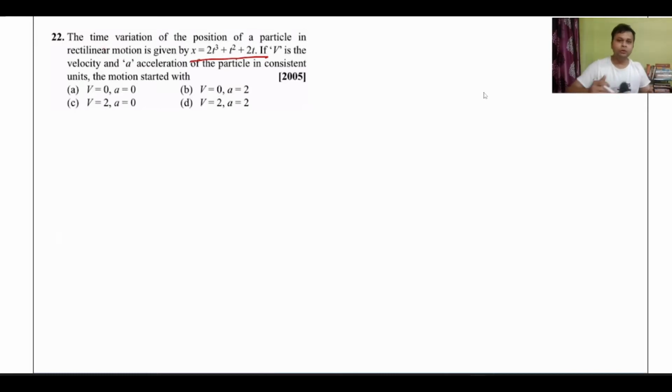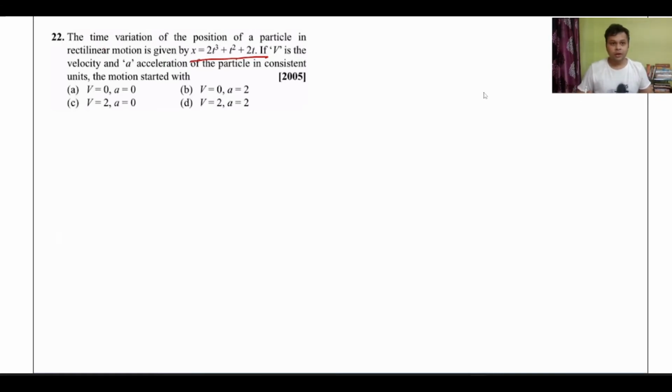See, GATE people are so good. If v is the velocity and a is the acceleration, they try to explain each and everything. The questions are so nicely framed that very rarely you'll have any confusion in the question, unless they want to create some confusion in the mind of the student. They frame the question in such a beautiful manner.